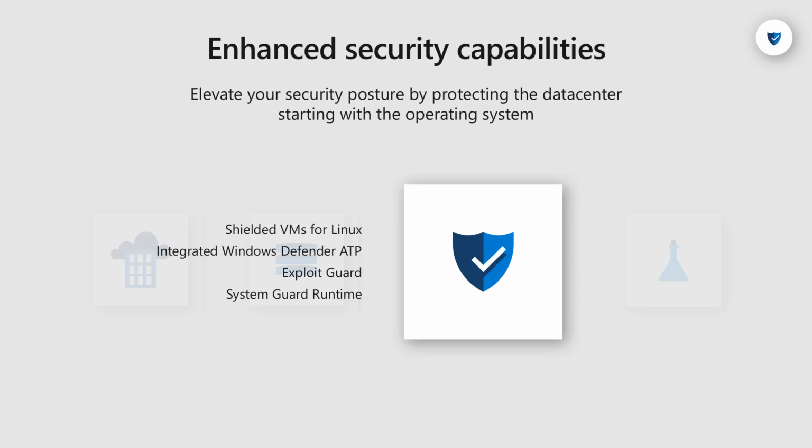We have Exploit Guard and the System Guard runtime for additional security in our Windows Server operating system. So Windows Server 2019 is highly secure by default, based on the design of the system, the integrated firewall, the Defender with advanced threat protection, and the additional functionality.